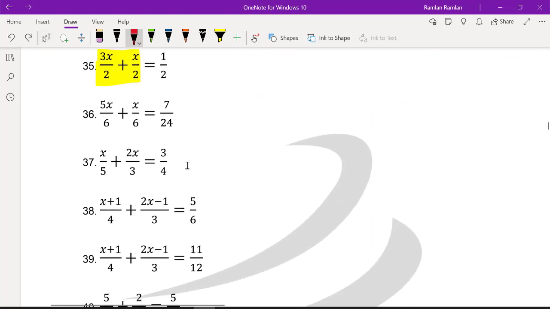It'll be just 4x over 2, right? That'll be just 4x over 2. This one is just 3x plus x. It'll be 4x. And then remember that we already have the same exact denominator. Don't change it. And it'll be equals to 1 over 2. This guy over here, right?